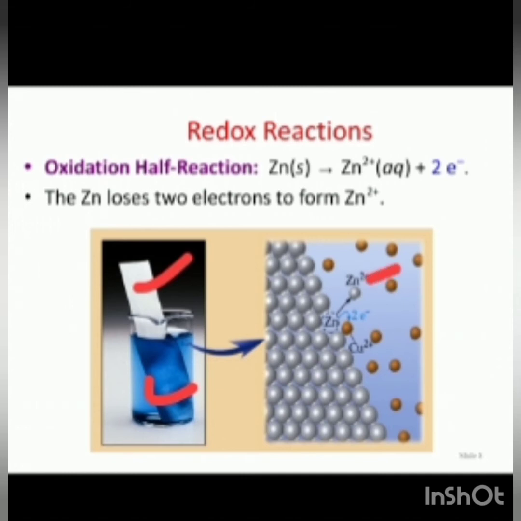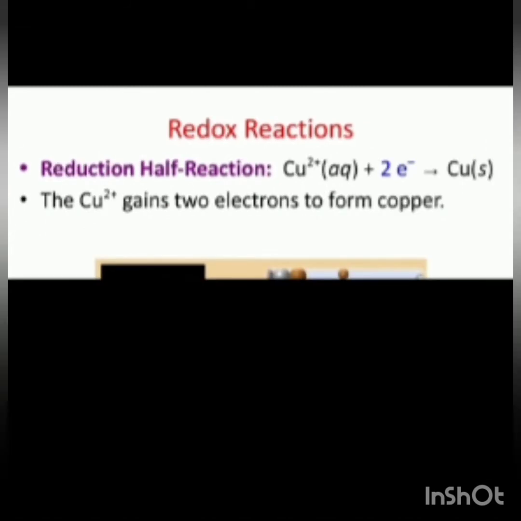and in this solution, copper ions are freely moved. They can get 2 electrons and be converted into copper solid. We can see it in the next slide.